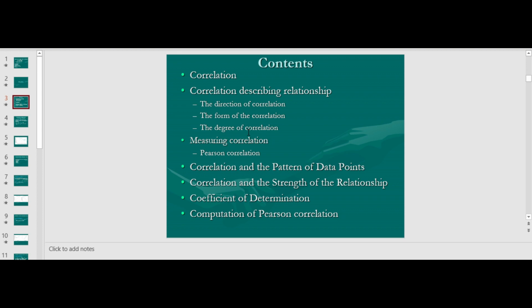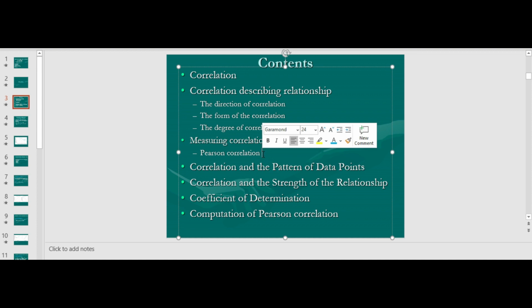Then we will learn the methods which are used for measuring the correlation. There are many methods to measure the correlation, which are for different data types. Today, we will focus only on Pearson correlation. The other methods, with reference to their data types, we will learn in the upcoming lectures.